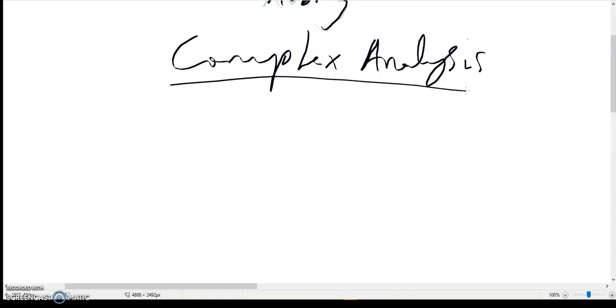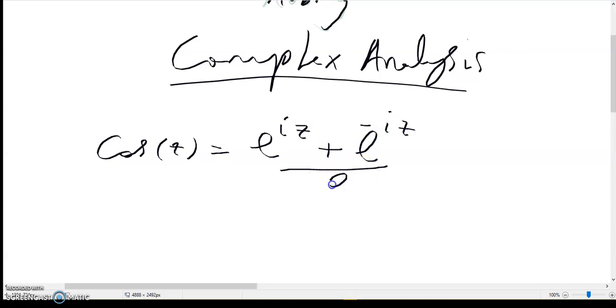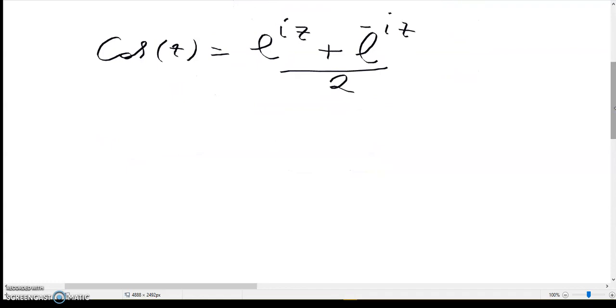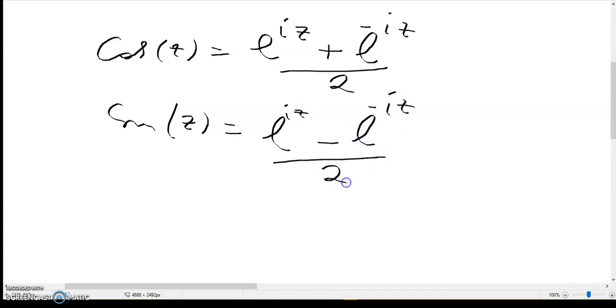In complex analysis, you will run into these two very important identities. The first is cos z is equal to e to the iz plus e to the negative iz over 2. The second identity that you might run into is sine z is equal to e to the iz minus e to the negative iz all over 2. These identities are very important because they will help you simplify trigonometric complex analysis functions.